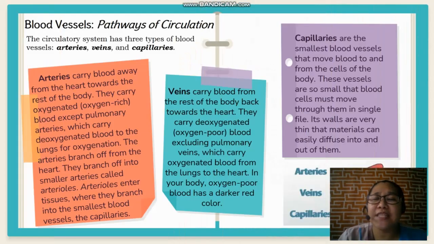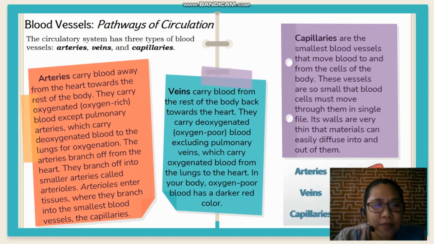We have three types of blood vessels. Blood vessels are the pathways of circulation. We can say that they are actually the roads where your blood flows to the different parts of your body. So we have arteries, the veins, and the capillaries.